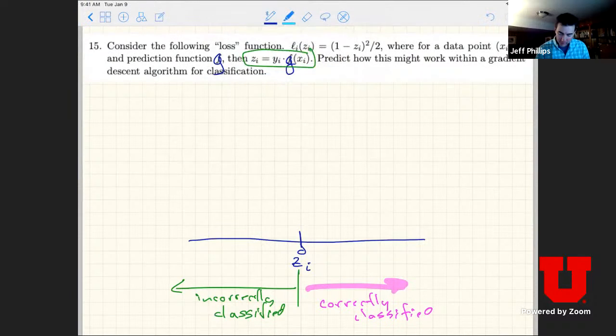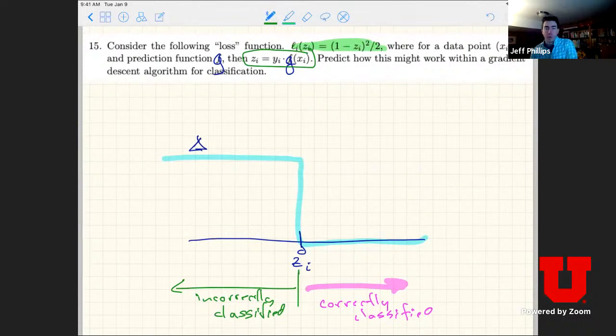Remember, I would like this loss function that looks like this, right? This is this delta function here. I would like something like this. And now let's look at what this function is. Let's look at this loss function. Okay, so what is this doing? It's 1 minus z squared divided by 2.